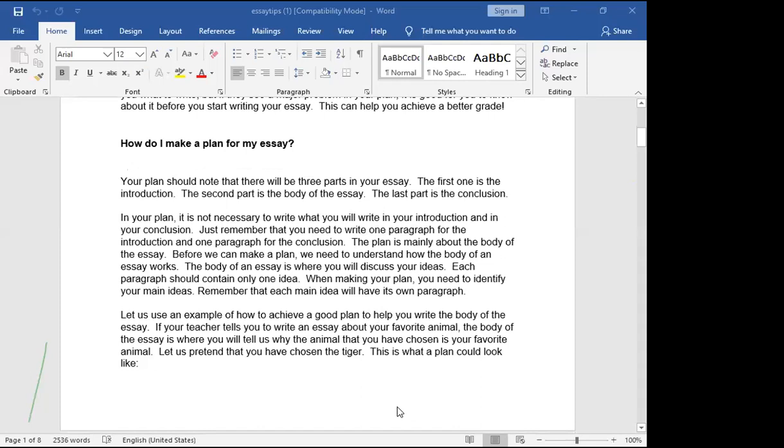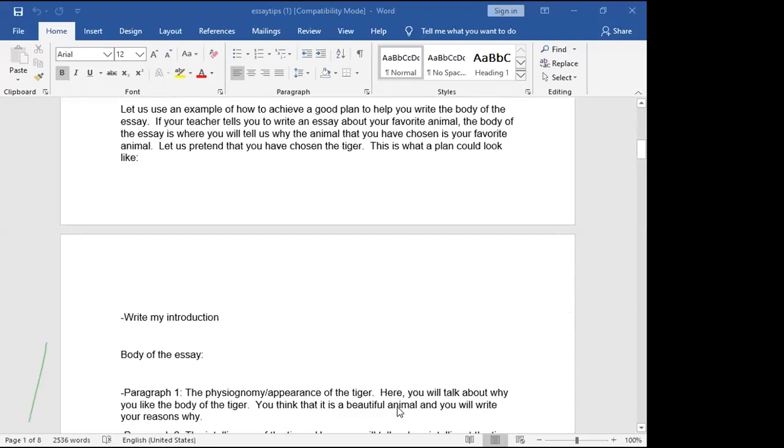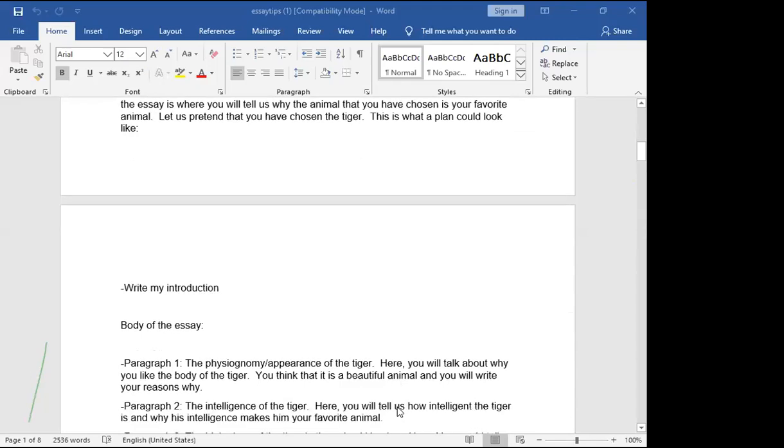This is what a plan would look like. Okay? Introduction, body of the essay, paragraph 1. The physiognomy or appearance of the tiger. How does the tiger look like? We've gotten a new term. It's called physiognomy. Physiognomy or, in bracket, the appearance of the tiger. Here you will talk about why you like the body of the tiger. You think that it is a beautiful animal, and you will write your reasons why.